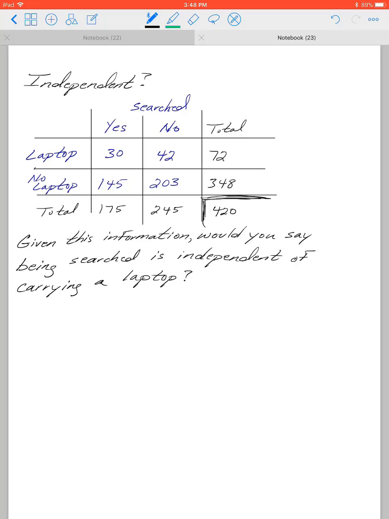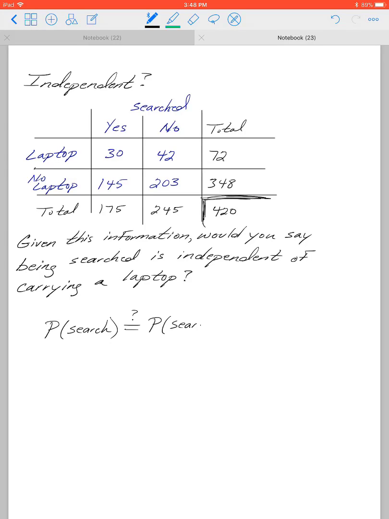So in general, the probability of being searched: searched, yes, down that one, that's going to be that 175 at the bottom there. That's the grand total on that, and that's out of the 420. So the probability of being searched in general is 172 divided by 420.